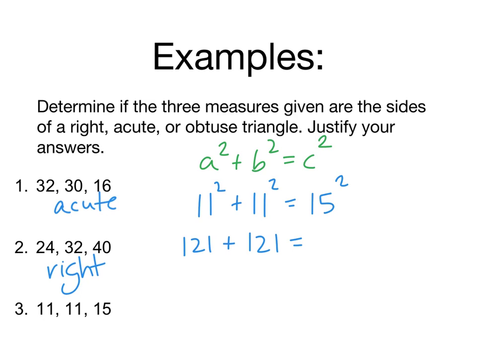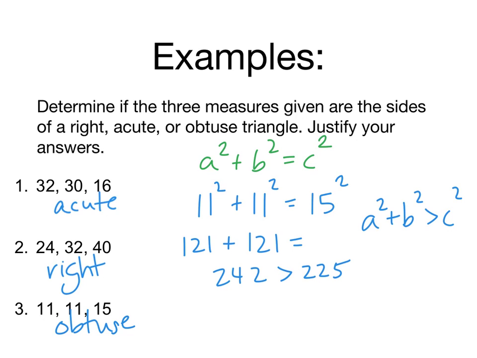Well, 11 squared is 121. 2 times 121 is 242. And 15 squared is 225. So a squared plus b squared is greater than c squared on this one. Therefore, this triangle is obtuse.